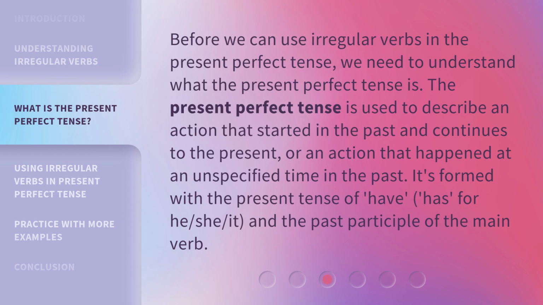Before we can use irregular verbs in the present perfect tense, we need to understand what the present perfect tense is. The present perfect tense is used to describe an action that started in the past and continues to the present, or an action that happened at an unspecified time in the past. It's formed with the present tense of have, has for he, she, it, and the past participle of the main verb.